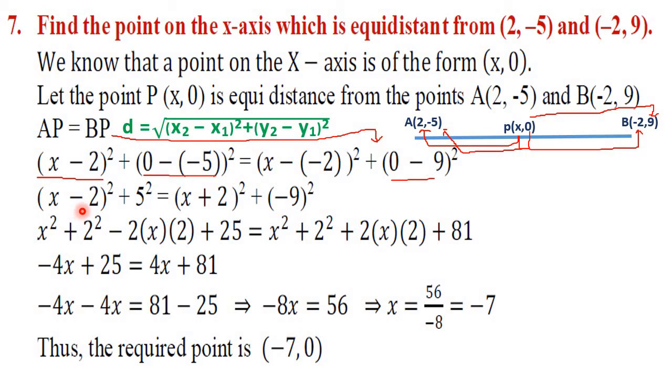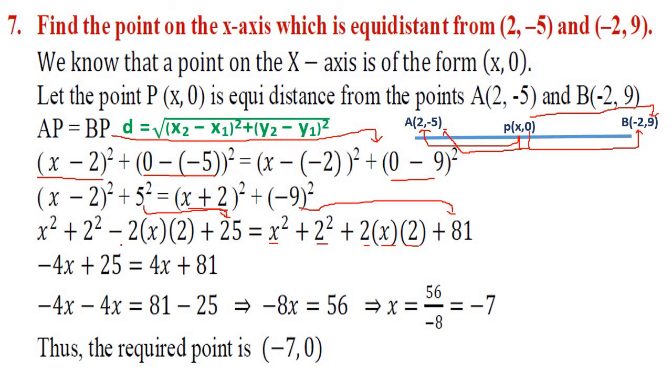Let us simplify. This is the form of (a minus b) whole square: a square plus b square minus 2ab, where a is x and b is 2. Plus 5 square, the value of 5 square is 25. Now (x plus 2) whole square is in the form of (a plus b) whole square: a square plus b square plus 2ab, where a is x and b is 2. Plus (minus 9) square, the value of which is 81.